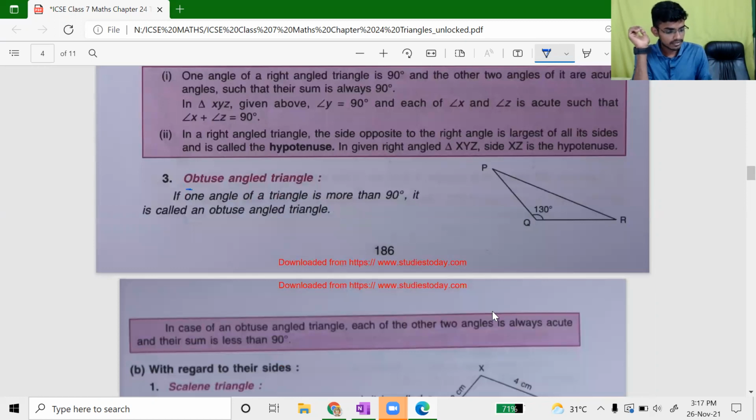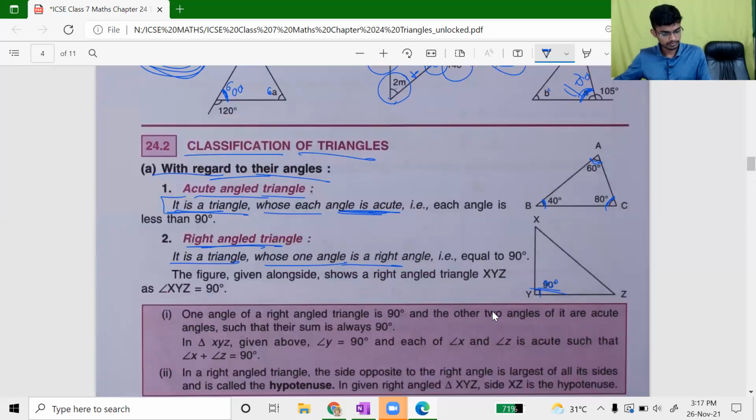The next is the obtuse angle triangle. Whenever one angle of a triangle is more than 90 degree, only one angle, beta, has a measurement of more than 90 degree, then we call it an obtuse angle triangle. You have to write all these definitions and learn them. Whenever I ask you something, you should know it. Just mark it out. I will change the color for the things you have to write down.